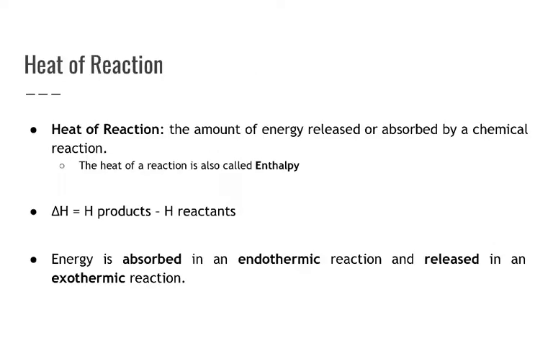Now we're going to talk about heat of reaction, which is the amount of energy released or absorbed by a chemical reaction. You'll also hear the term enthalpy, and they kind of mean the same thing. Again, we're looking at delta H, so it's just another way to calculate heat. We're looking at the difference between the heat of the products and the heat of the reactants. Remember, if energy is absorbed, it's endothermic, so think absorbed, it's going to be positive. If it's released, exiting the system, it's going to be negative, because it's exothermic.